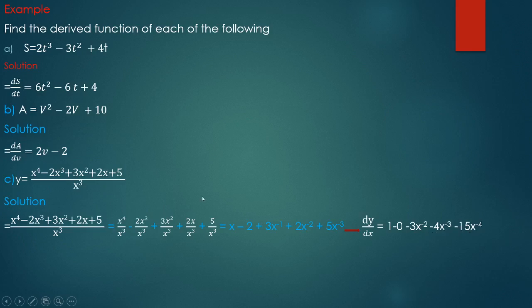Dy dx of this. So you must be keen on such questions. If you are given such, you should know how to go about them. The 0, remember we have said that the 0 is insignificant in this case, so we shall have 1 minus 3x power negative 2 minus 4x power negative 3 minus 15x power negative 4 as our derivative.